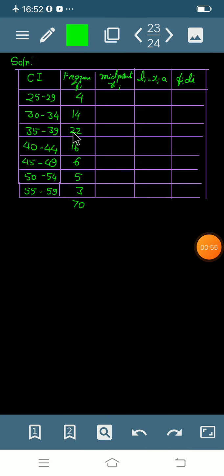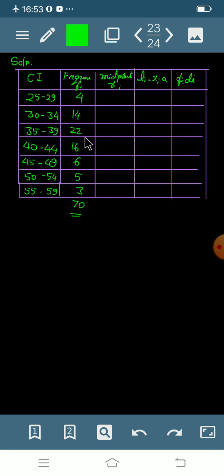Dear students, now let us solve the problem. Class interval is given, that is 25 to 29, frequency is 4, means there are 4 items from 25 to 29. 30 to 34, frequency is 14. 35 to 39, 22; 40 to 44, 16; 45 to 49, 6; 50 to 54, 5; 55 to 59, 3. Totally, if you make it total, we get 70.